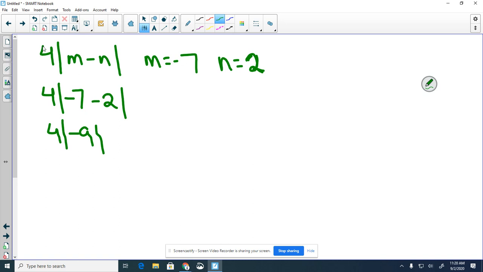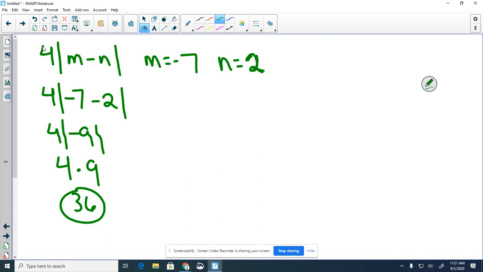Now, I got 4 times the absolute value of negative 9. Well, let's take care of absolute value first. The absolute value of negative 9 is 9, because negative 9 is 9 dots away from 0. So this is secretly 4 times 9, or a positive 36. A lot of people answered with negative 36, and that's because they forgot how absolute value works.